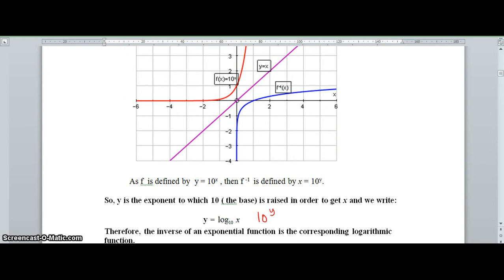So with y equals log base 10 of x, we're asking: 10 to the power of y will give x. That's what we're stating. 10 to the power of something will give x.